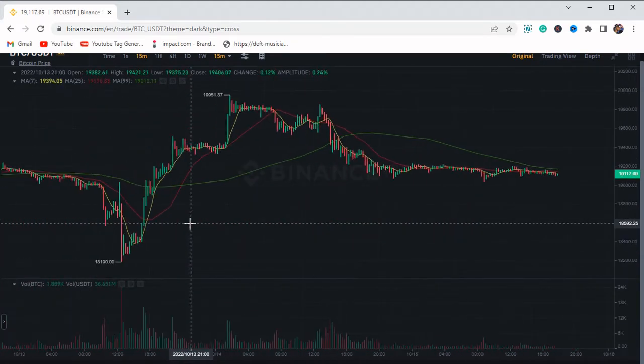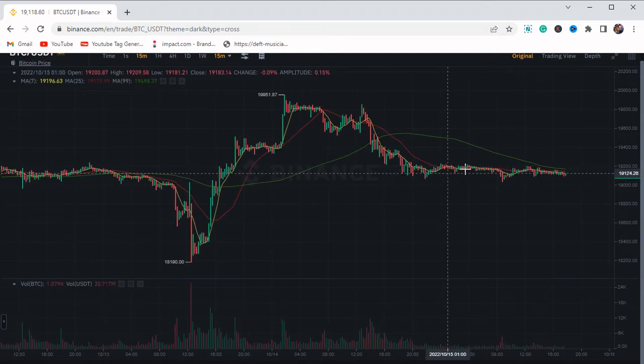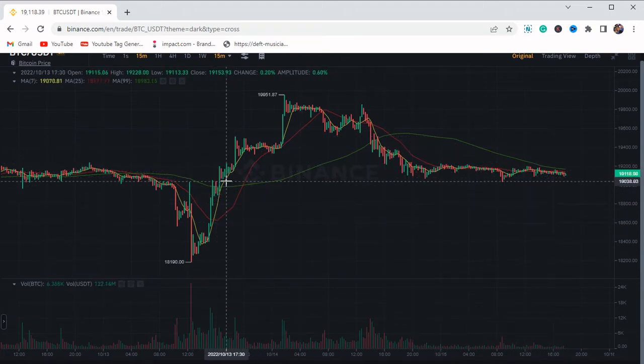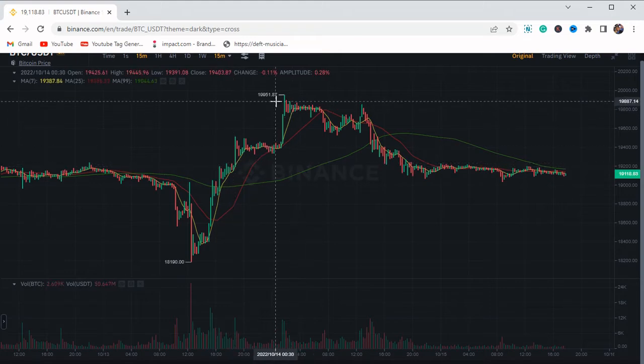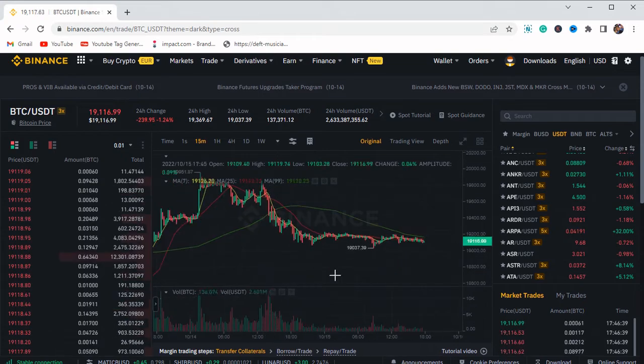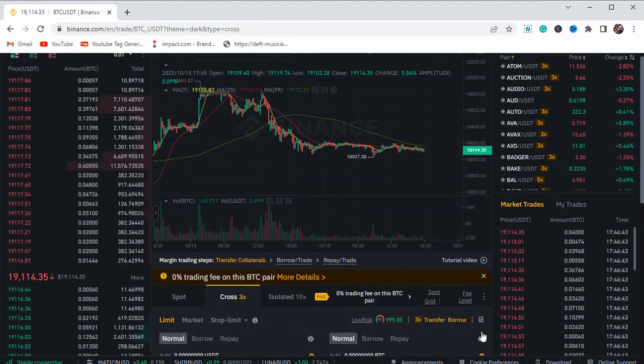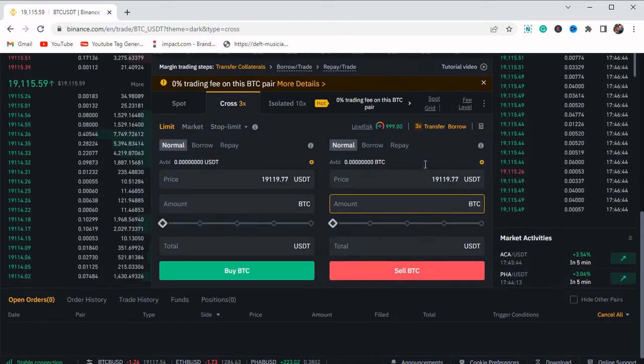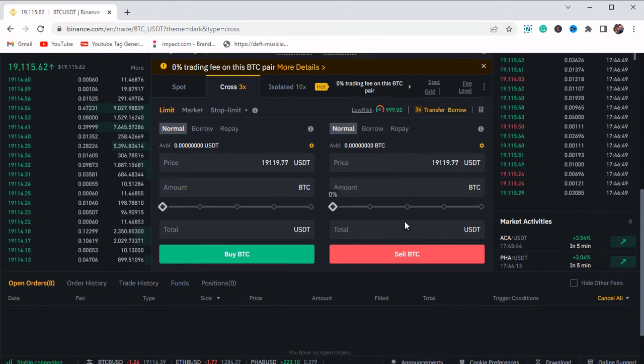Since yesterday, BTC USDT has been in sell mode. You can see here they cross over, then you start selling. If they were above it, like here, you start buying till the point that you want and you close the trade. Okay, so right now the moving averages are above the candlesticks, so what we need to do is we just come here and enter our amount inside and sell.